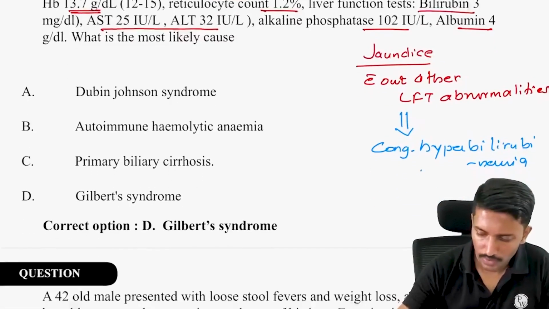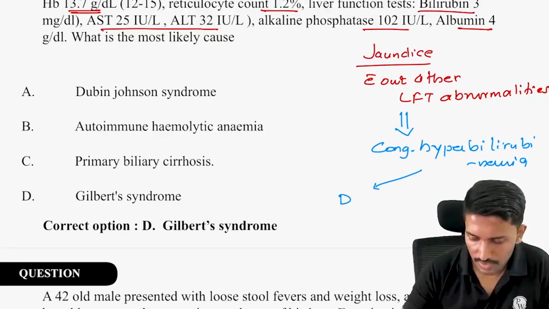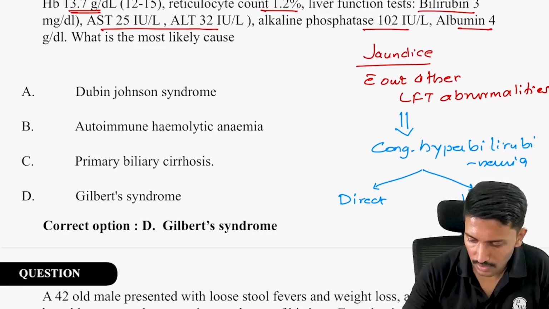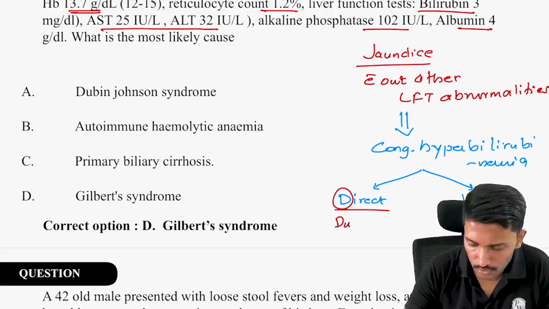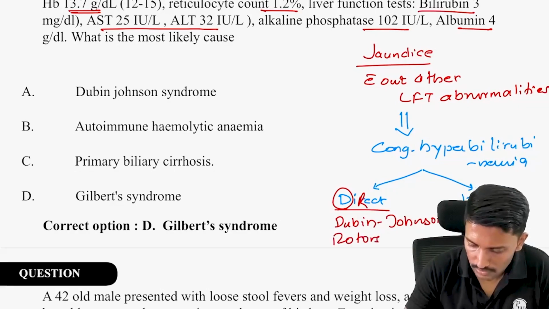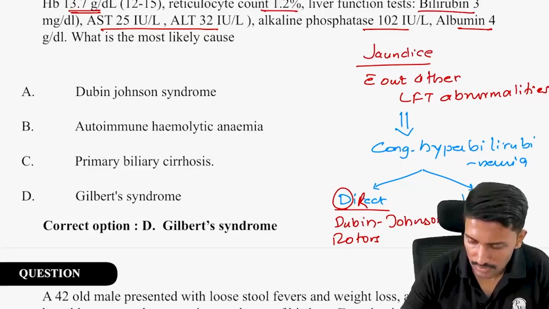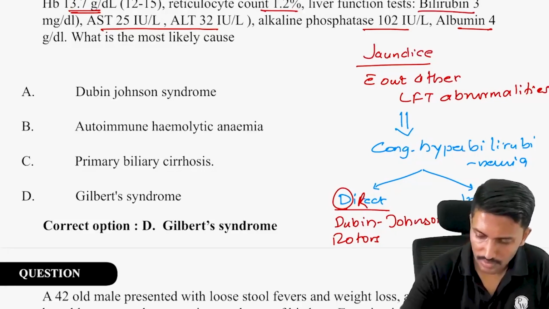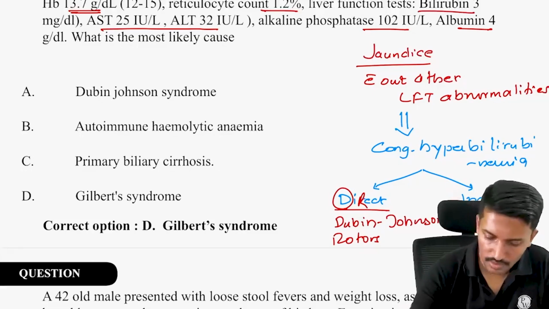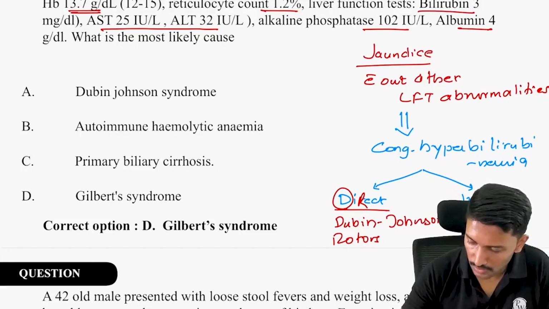What is that approach? If we are dealing with the direct predominant hyperbilirubinemia, or whether we are dealing with the indirect predominant hyperbilirubinemia. For direct, I told you to remember D for Dubin-Johnson and R for Rotor. And for the indirect, I gave you a mnemonic, that is computer generated imagery, or CGI, right, where C stands for Crigler-Najjar and G stands for Gilbert.